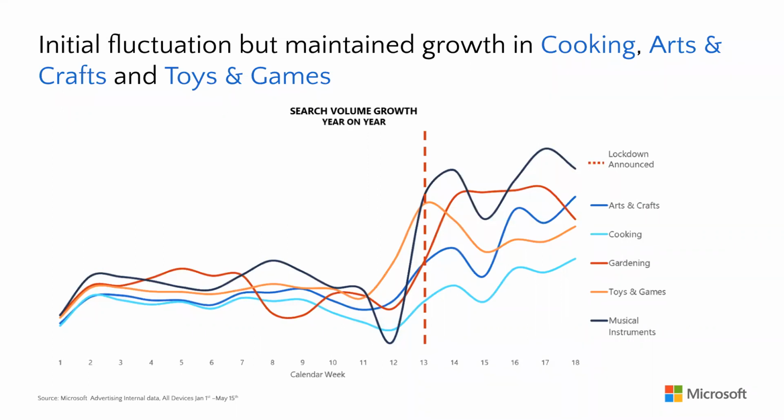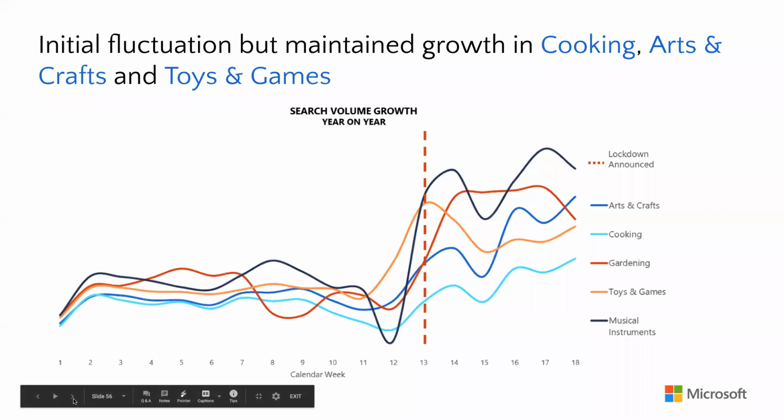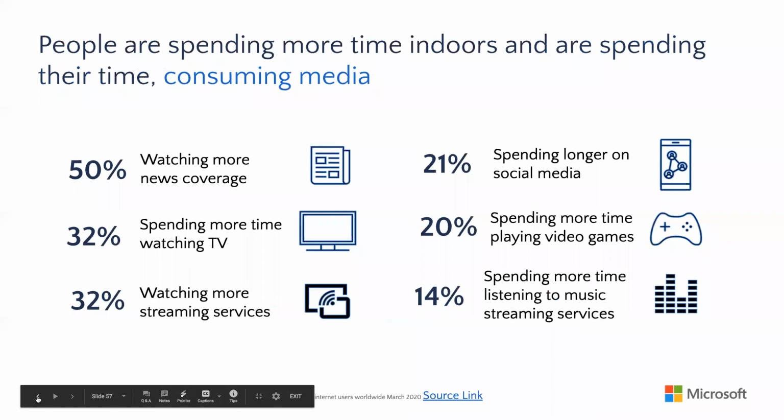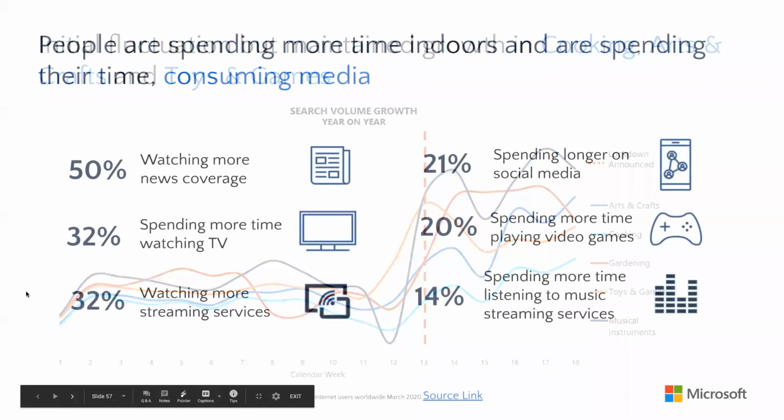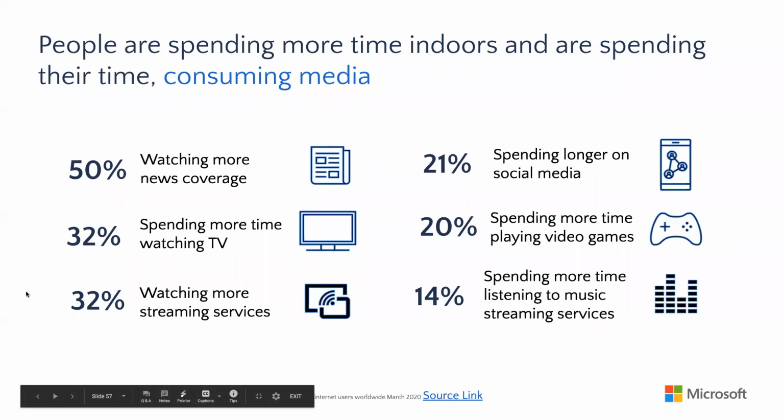And then if we think of that from post- and pre-COVID, what was that growth? They're all up massively post versus pre, but the three to look at are arts and crafts, toys and games, and cooking. Now, I mentioned consuming media. It was something that people are focusing on more and more.